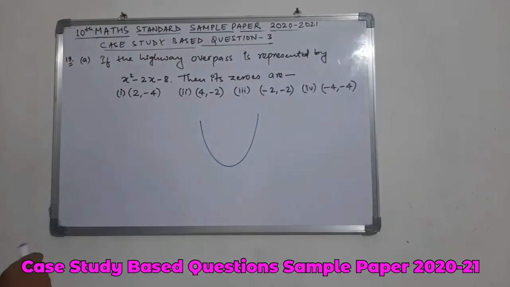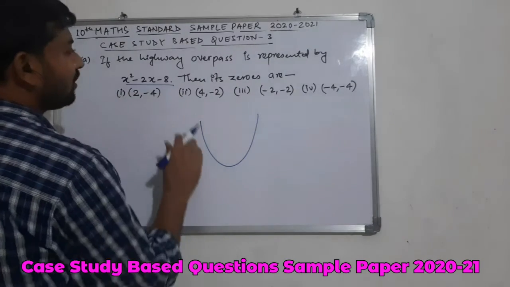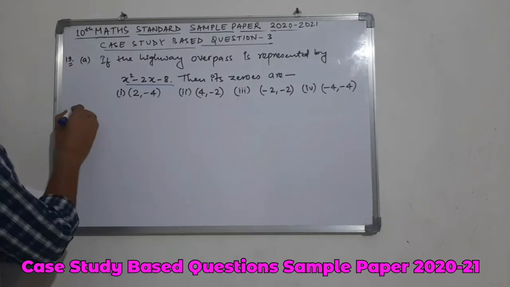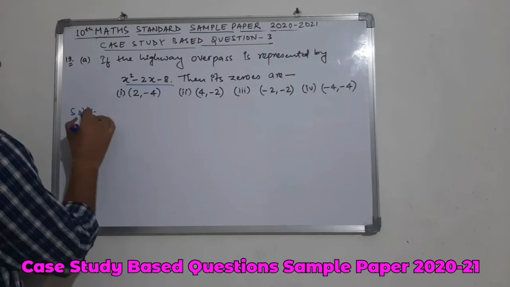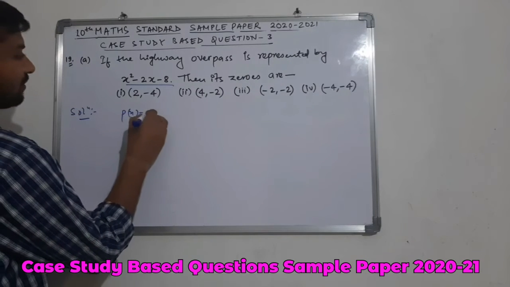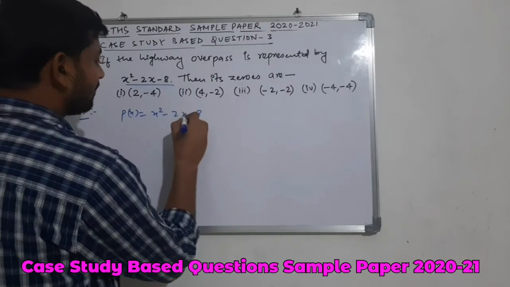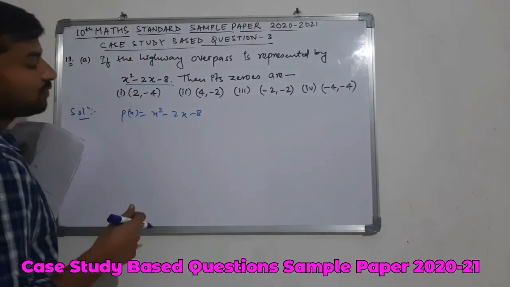The first question here is, if the highway overpass is represented by this equation, what are its zeros? हमको इस equation के zero निकालना है. There is a direct question where p of x is x square minus 2x minus 8. So here we have to find out the zeros of this.